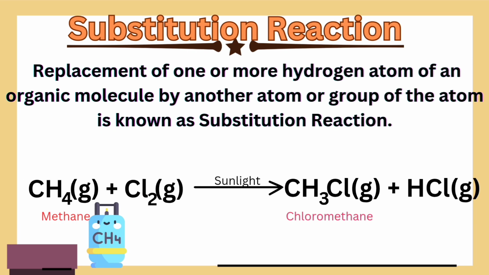Substitution reaction. A replacement of one or more hydrogen atoms of an organic molecule by another atom or group of atoms is known as substitution reaction. In this reaction, methane and chlorine are added in sunlight. Then it gives rise to chloromethane, CH3Cl and HCl. Here one hydrogen of methane is replaced with chlorine.